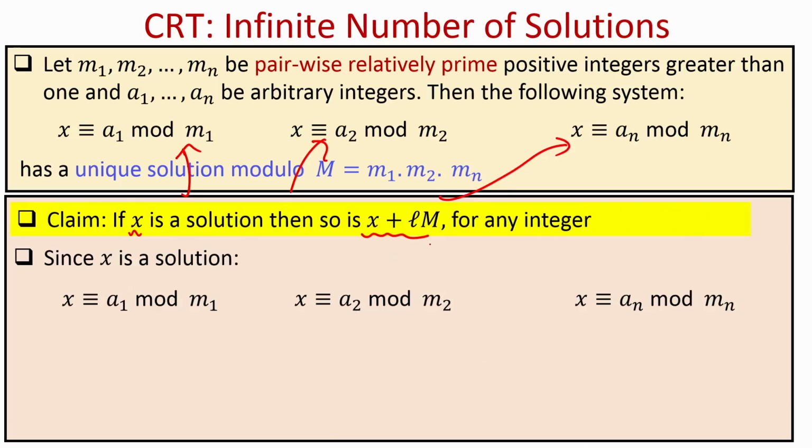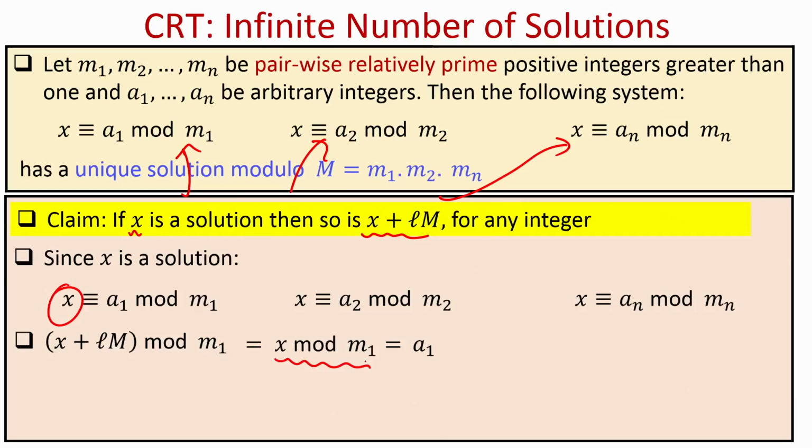Since x is a solution which satisfies the system of linear congruences, x has these properties. That means x is congruent to A1 modulo M1, it is congruent to A2 modulo M2 and so on. Then what can I say about x plus LM modulo M1? Well, x plus LM modulo M1 will be the same as x modulo M1, because L times M modulo M1 will give you 0, because M is completely divisible by M1. Remember, M is the product of all the n moduli.